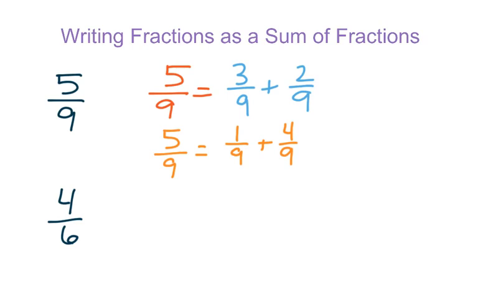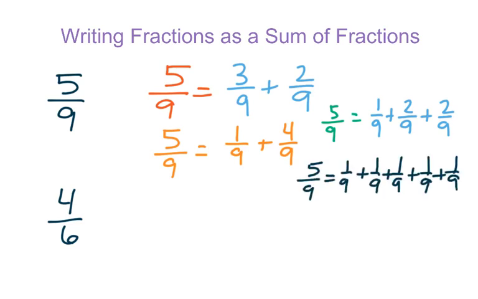or I could get super crazy and maybe I wanted to add more different pieces. Maybe I wanted to say, you know what, 5/9 is 1/9 plus 2/9 plus 2/9, and that gives me 5/9. You could also represent 5/9 as the sum of unit fractions. So you would have 5/9, and then you would have all of those unit fractions. And in this case, 5/9 in unit fractions would be 5 1/9 combined together.